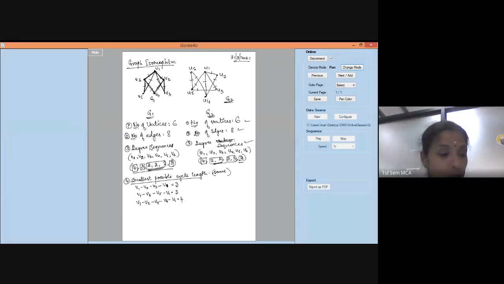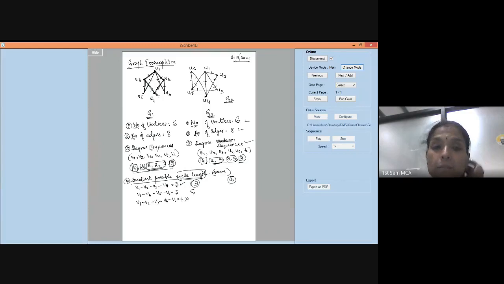Now, these are only the possible cycles that we have taken. What we have to consider is the smallest possible cycle length. We are not bothered about the other cycles. Here you have 2 cycles of length 3 and 1 cycle of length 4, so we will drop 4. The smallest possible cycle length is 3 in graph G1. Now, we have to check whether the same thing is available in graph G2 also. The smallest possible cycle length should be 3 in G2 also.